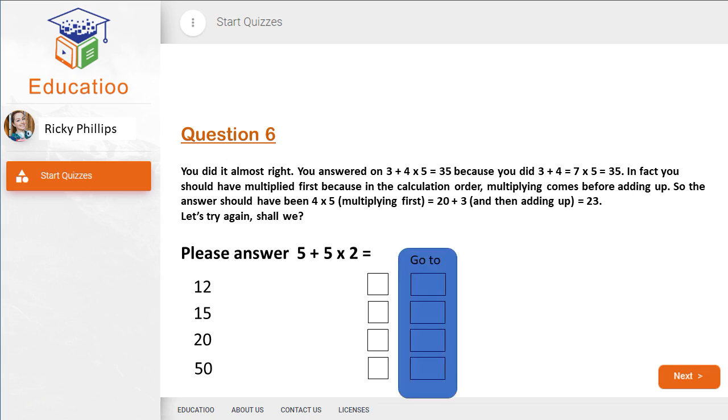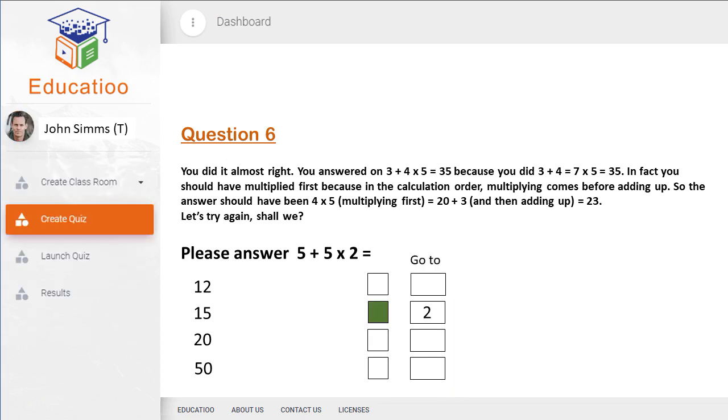Ricky is not aware she has been redirected and reads the explanation. Because she still does not understand what she did wrong, she makes the same mistake again. Instead of multiplying first, she adds up. 5 plus 5 makes 10, and this times 2 makes 20. So she clicks on 20 as her answer instead of the right answer, 15.